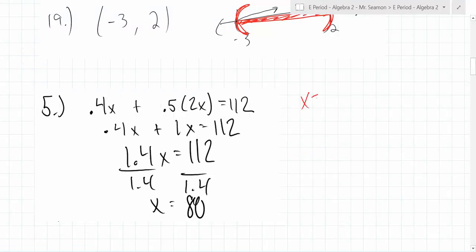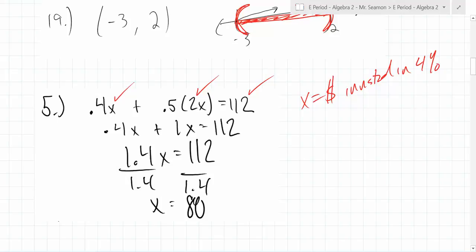So x represents the dollars invested at 4%, and twice the amount at 5%. The annual interest is 112. How much is invested? Okay, I see the mistake. You set this up, this is great. I like that. There's a problem with the 0.4 and the 0.5.